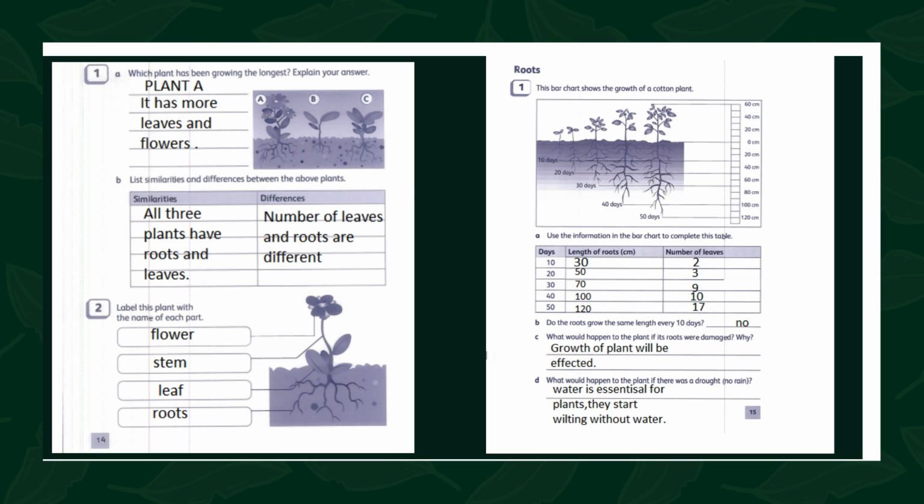A, B, and C. All plants have leaves and roots, but the difference is the number of leaves is different, the number of roots is different, and plant A has flowers. Now, question number two, label the plant with the name of each part. I have labeled for you: jacket, flower, stem, leaf, and roots.